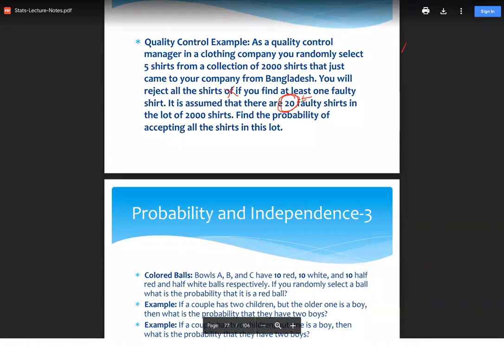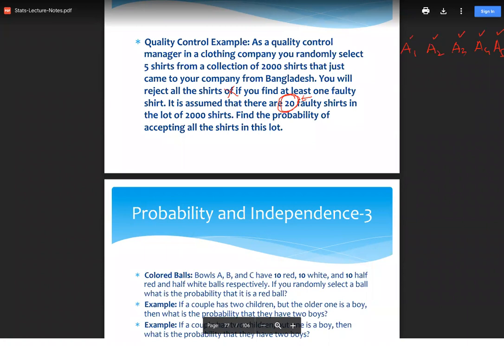Okay, so these are events A1, A2, A3, A4, and A5. These are the events that we are talking about. So A1 is the event that you pick the first shirt, a good shirt. Similarly, A2, the second one is good. A3, third one is good. A4, fourth one is good. A5, fifth one is good.